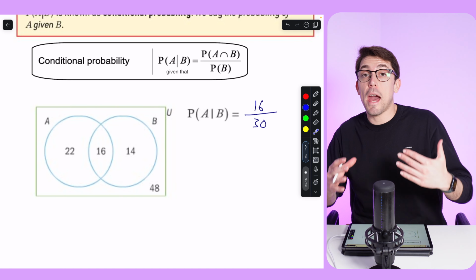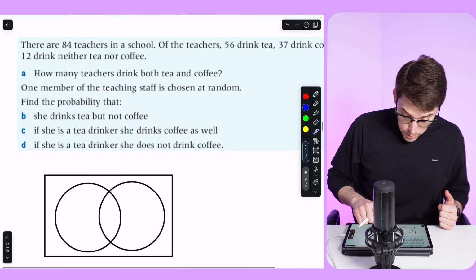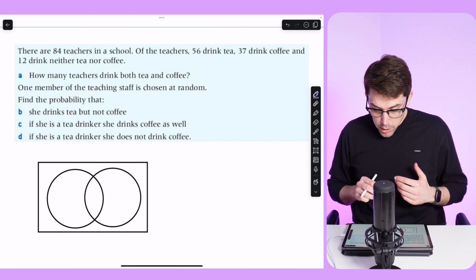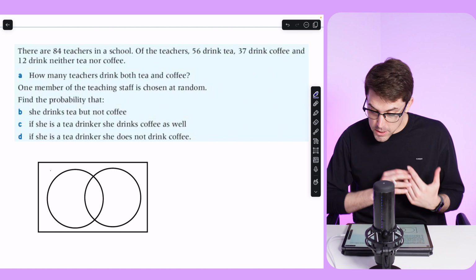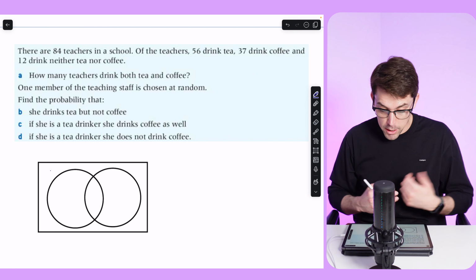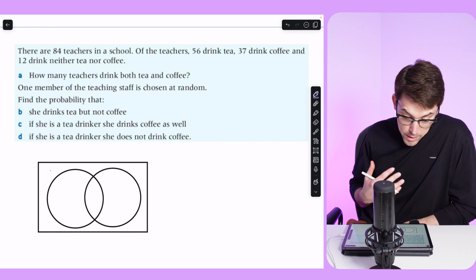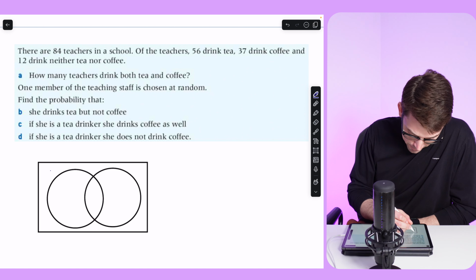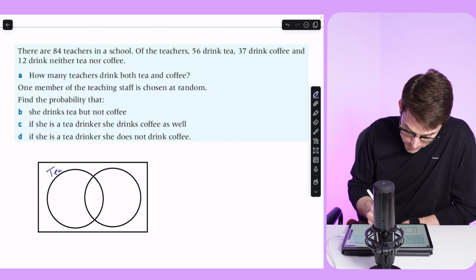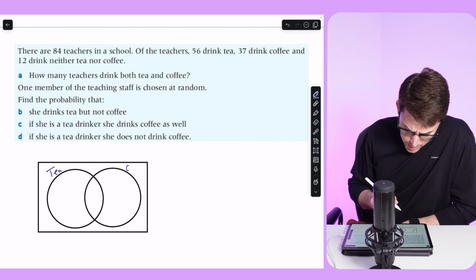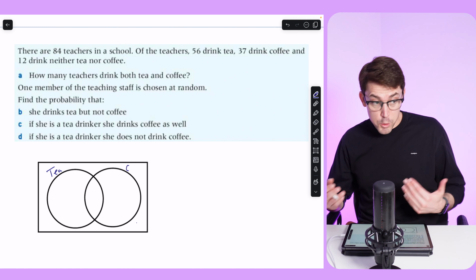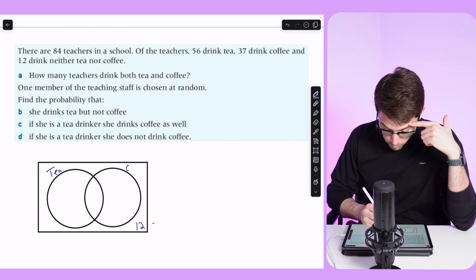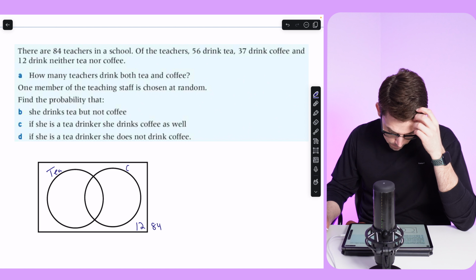Okay. Now let's take a look at a problem in context. Let's say that there are 84 teachers in a school, and of these teachers, 56 drink tea. We've got 37 that drink coffee, like myself, and 12 that drink neither tea nor coffee. Let's call this circle tea and this one coffee. The 12 that drink neither is a pretty easy one to do, and we know there are 84 total teachers, so 84 is the total number of people in my universe.